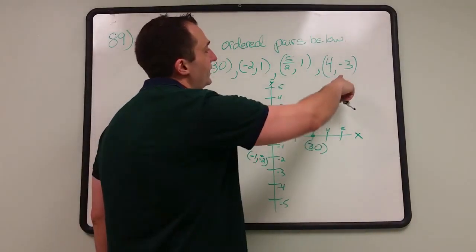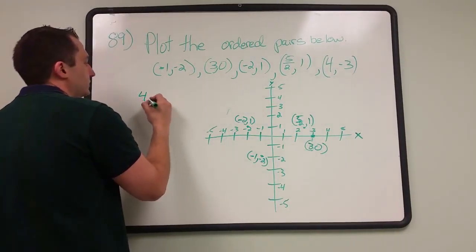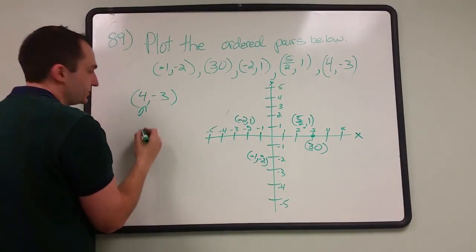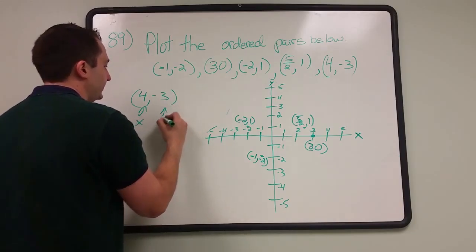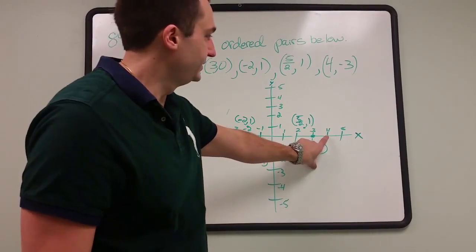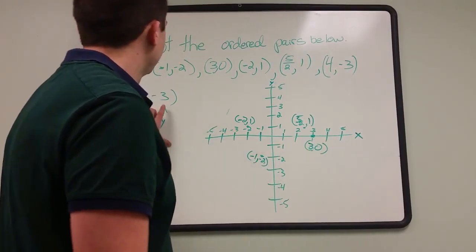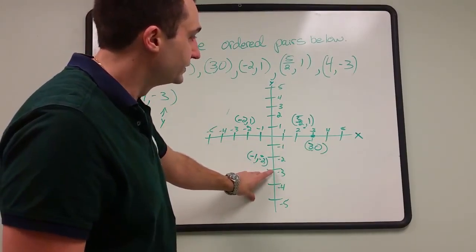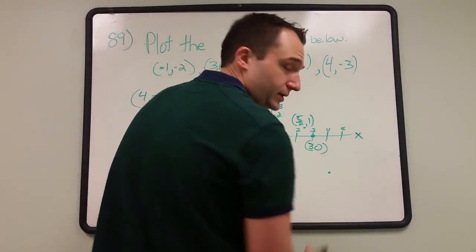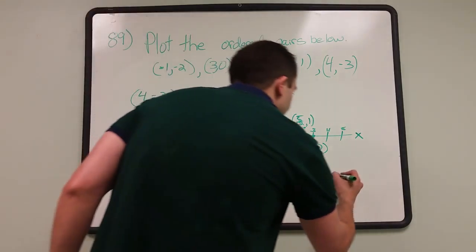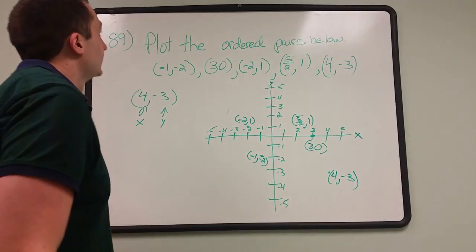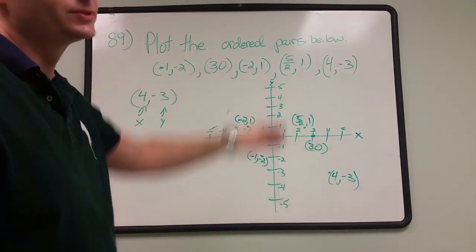The fifth and final point is 4, comma, -3. 4 corresponds to the x, and -3 corresponds to the y-axis. So 4 is located here on the x-axis, and -3 on the y is down here. So those points would intersect about there, and you would just label the final point 4, comma, -3. So this is how you would plot the ordered pairs listed below in the problem.